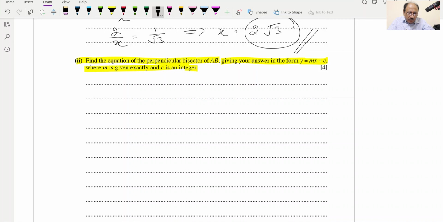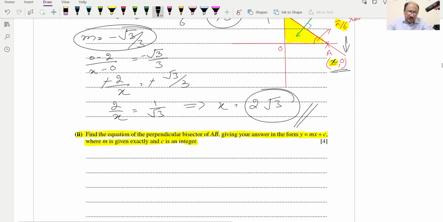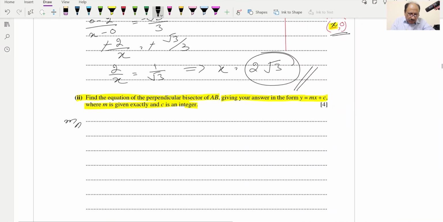So what we will do is write the gradient. The gradient of AB, which we found in the previous part, is root 3 over 3, which is minus basically. And the gradient of the perpendicular of AB will be equal to 3 over root 3, and this gradient we will be using.